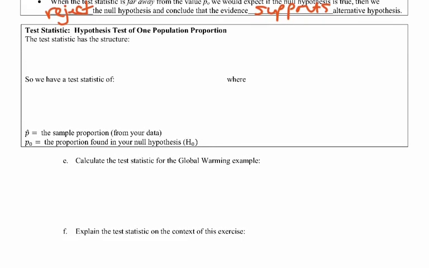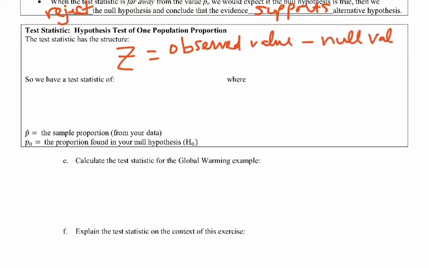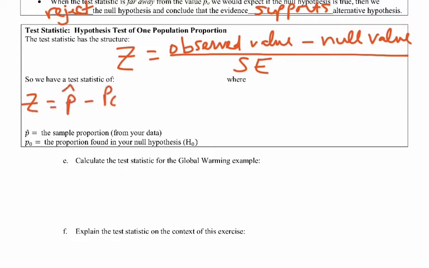We can calculate it by hand, and it's really very similar. It is really the same idea as what we used to calculate a z-score earlier in the course. So our test statistic z, in words, is our observed value minus our null value, the p-naught value that we expected, divided by our standard error. In symbols, this is p hat minus p naught divided by the standard error. P hat is the sample proportion. P naught is the proportion we used for the null hypothesis.